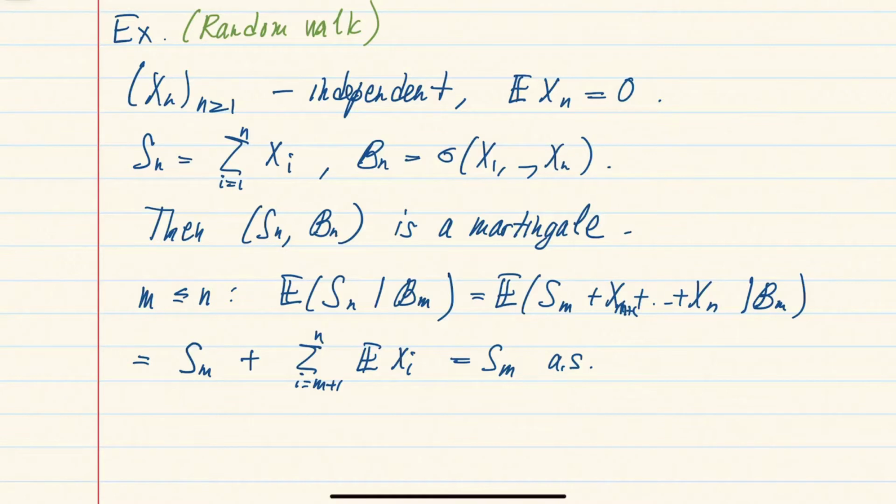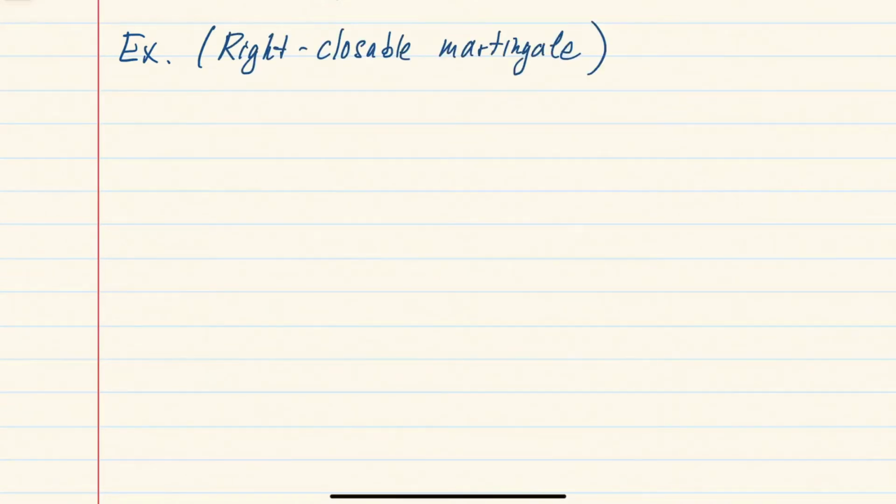All right, so that's one example, maybe the most basic, but some of the interesting results that we'll discuss in the next section will be in this setting. Now, let's take a look at the next example of the so-called right closable martingale, which will be, in some sense, a quintessential example of a martingale in this chapter. So first, let's give a definition.